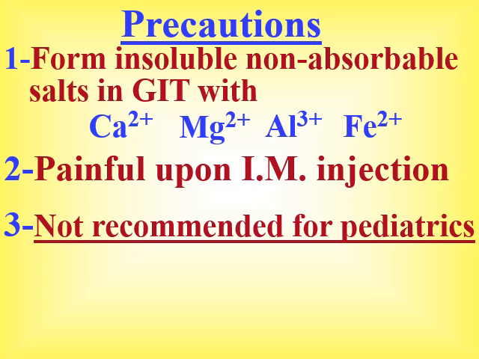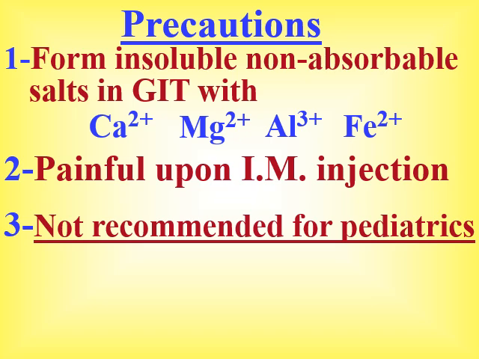Because it causes chelation with calcium, we cannot take it with milk. Magnesium and also aluminium, we cannot take with tetracycline antacid. Also it makes chelation with iron, so we cannot take it with anti-anemic. So to solve this problem, take these drugs 1 hour before tetracycline or 2 hours after the tetracycline.